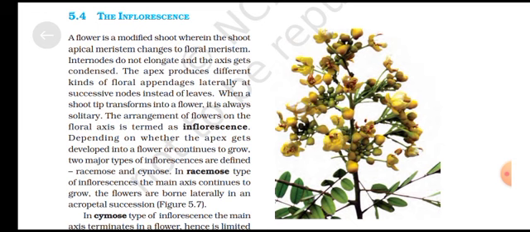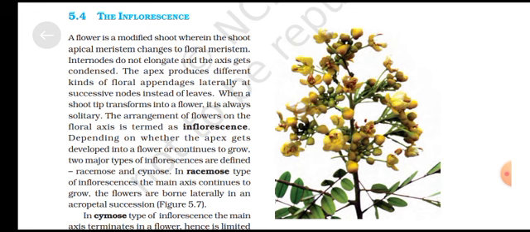Inflorescence. A flower is a modified shoot wherein the shoot apical meristem changes to floral meristem. Internodes do not elongate and the axis gets condensed. The apex produces different kinds of floral appendages laterally at the successive nodes instead of leaves. When a shoot tip transforms into a flower, it is always solitary. The arrangement of flowers on the floral axis is termed inflorescence.